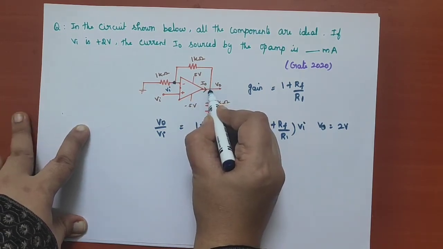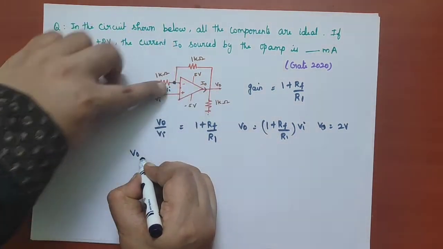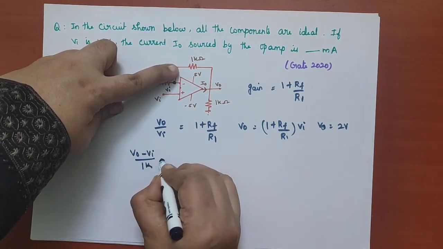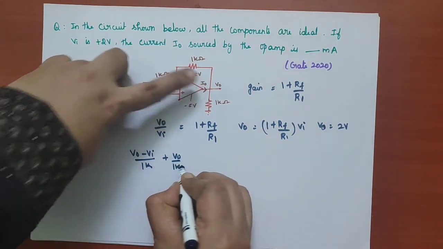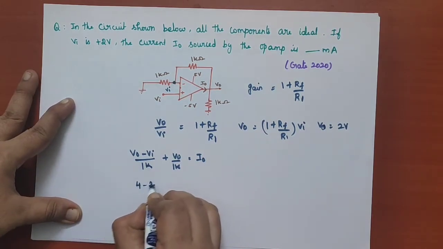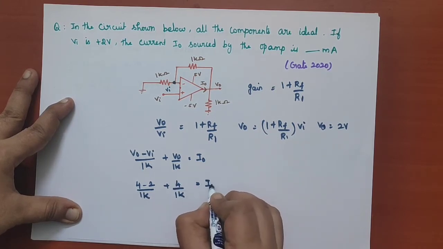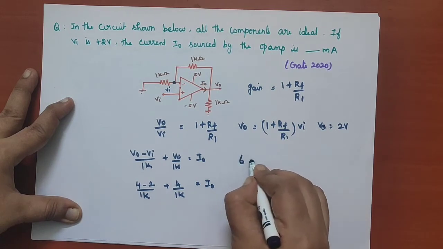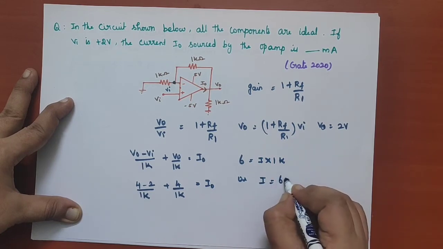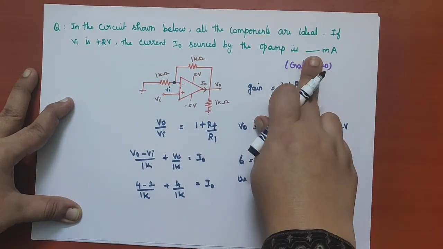By applying the KCL at this node, V0 minus Vi divided by 1K plus V0 divided by 1K equal to I0. Okay, so 4 minus 2 divided by 1K plus 4 divided by 1K equal to I0. So 6 equal to I into 1K, or I equal to 6 milliamps. Here in the question it is asked, the current sourced by the op-amp is dash milliamps. So the answer is 6.